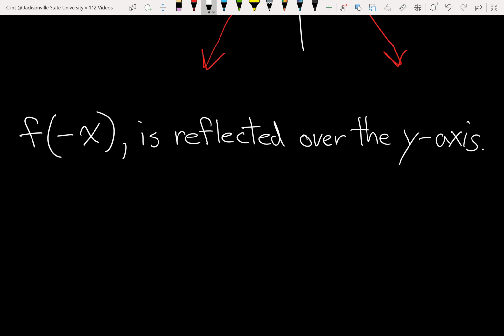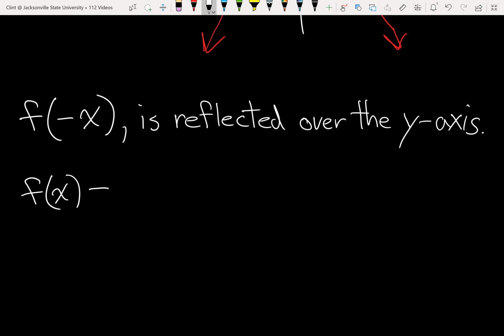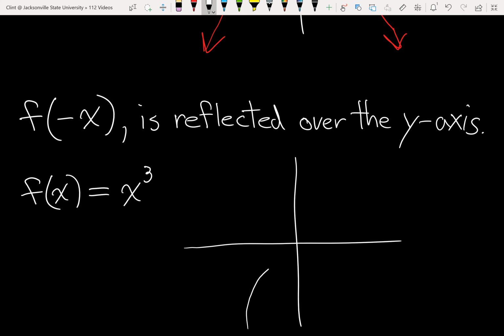So let's look at one of those. I'm going to switch functions here because if you can look, if we did x squared and we switch left and right, it's symmetric, so it's still going to look exactly the same. Okay, so let's do a different function here. What about f of x equals x cubed? And you remember what that one looks like. It's going to come in something like this.